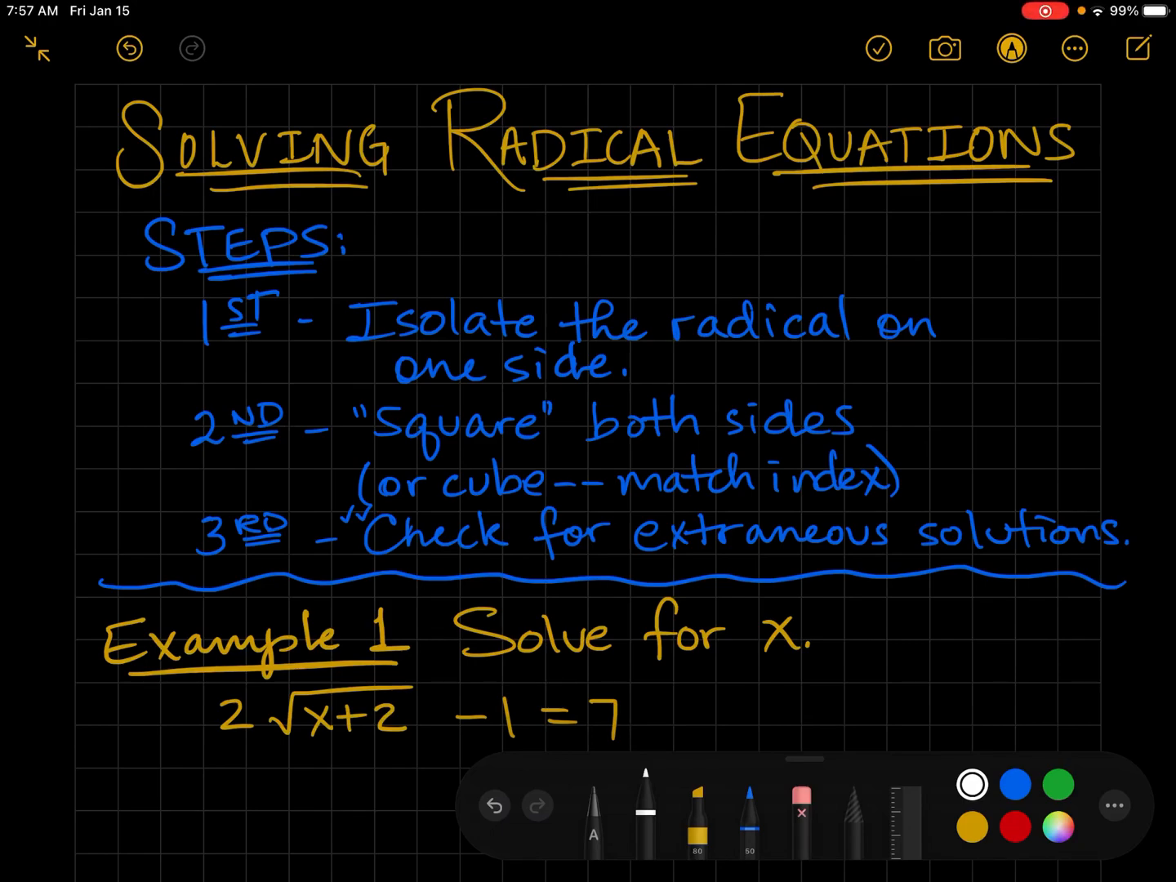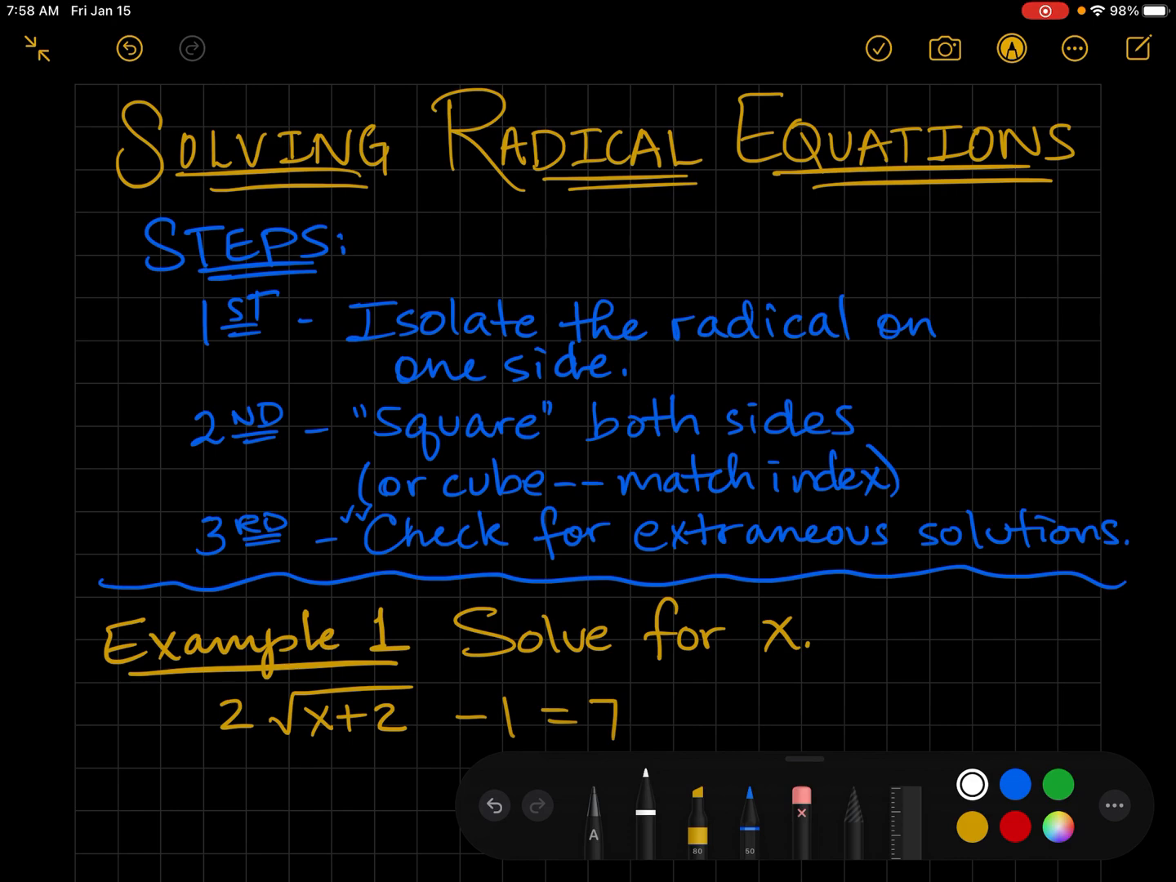Today's lesson is on solving radical equations. We're going to follow a simple three-step process. First of all, you're going to isolate the radical on one side. Sometimes it'll already be on one side by itself, but sometimes you'll have to work on it. Then we're going to square both sides.